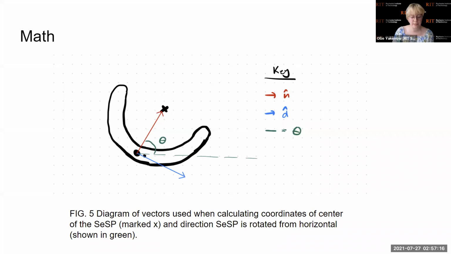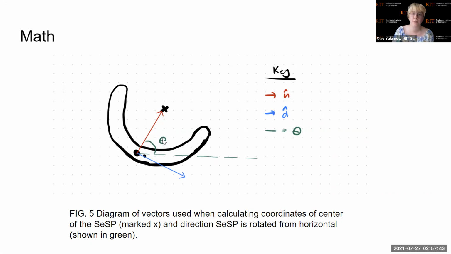The track data can provide the position of the SeSP, big dot and little dot. As shown in figure 5, we can see the direction vector pointing from the big dot to the little dot, D, as shown here in blue. Since the big dot is in the center of the SeSP curve, we can use it to find the direction in which the SeSP is rotated, shown here in red as n vector.